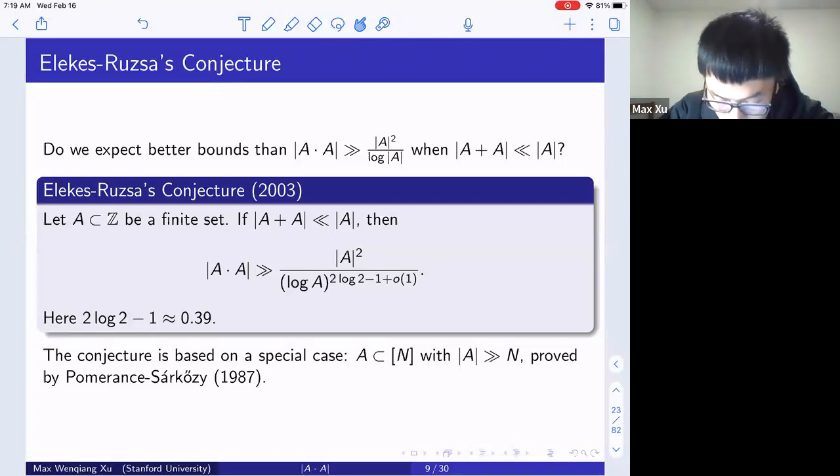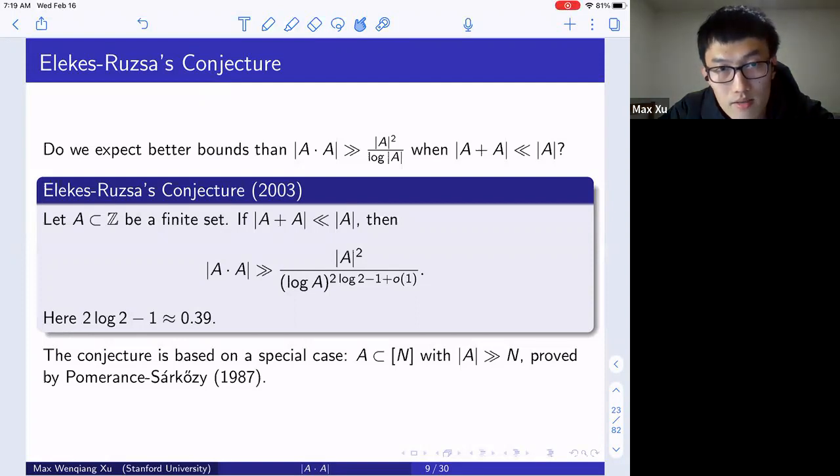So Elekes and Ruzsa, based on the result of Pomerance and Sarkozy, believed that this should be true for all sets A with constant doubling number. Let's say that the sum set is very small. Okay, that's the conjecture. Now I want to give a heuristic reason why Pomerance and Sarkozy's result is true, and that also indicates some ideas in our later proofs.